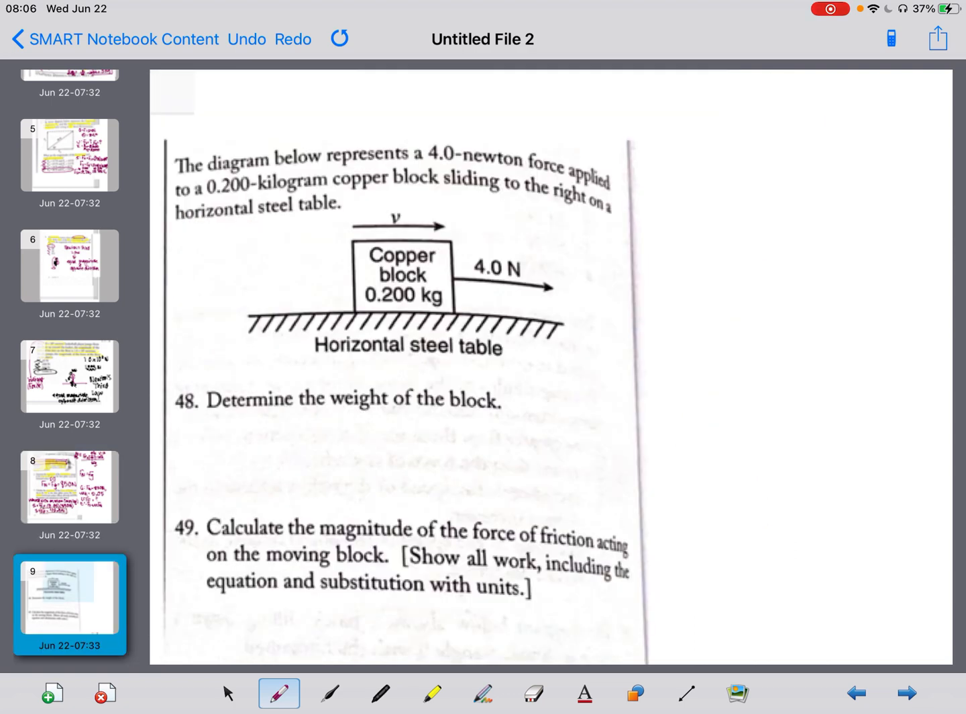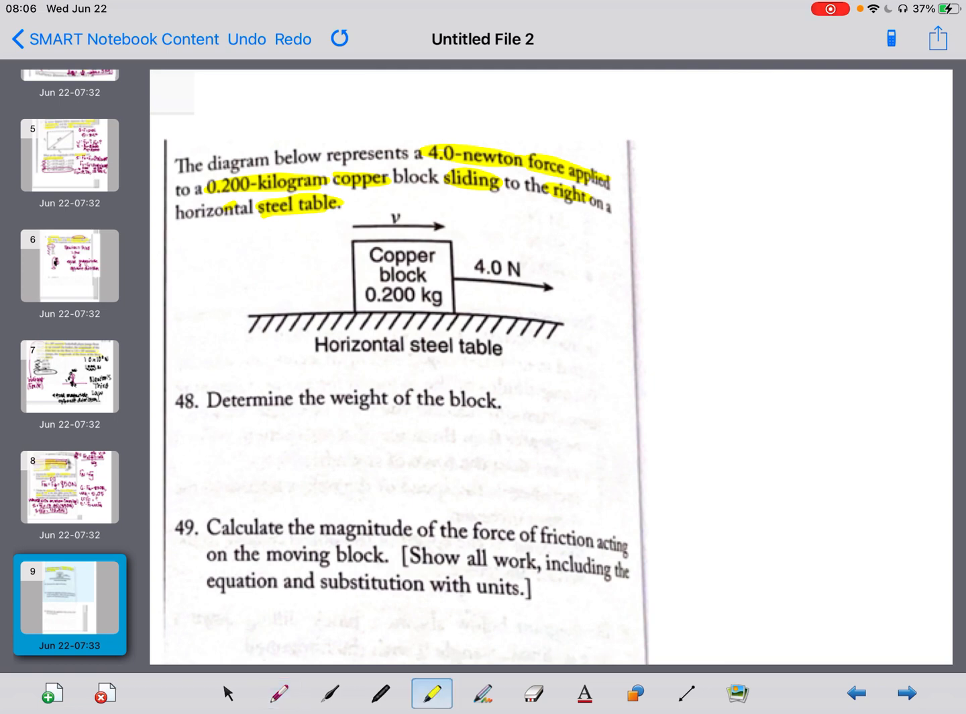So let's take a look at the following example. The diagram below represents a 4 Newton force applied to a 0.2 kilogram copper block sliding to the right on a horizontal steel table. Determine the weight of the block. Okay, so there's a lot of information here. We have a 4 Newton force applied to a 0.2 kilogram copper block that is sliding to the right on a horizontal steel table. That's really important for us.